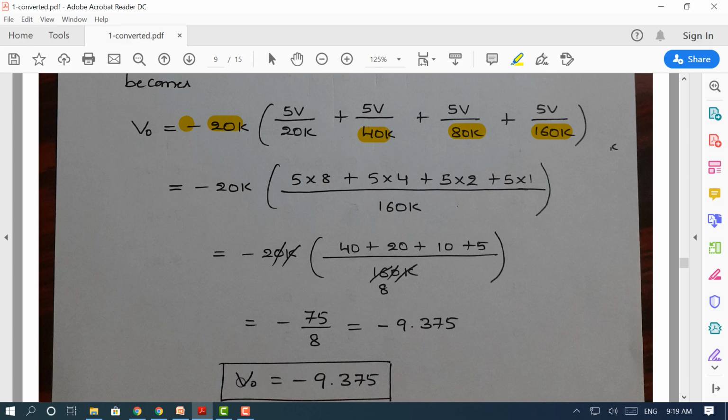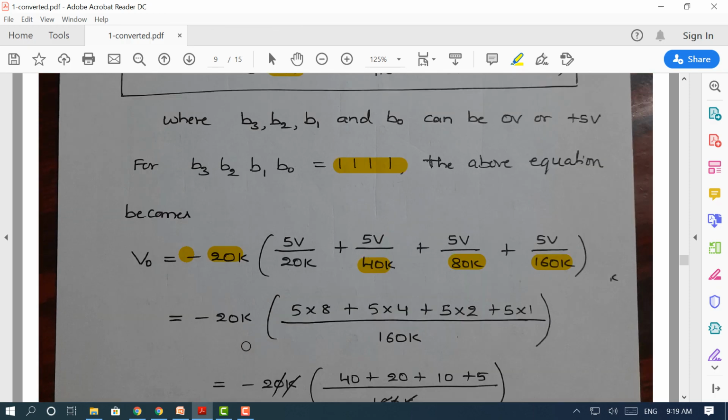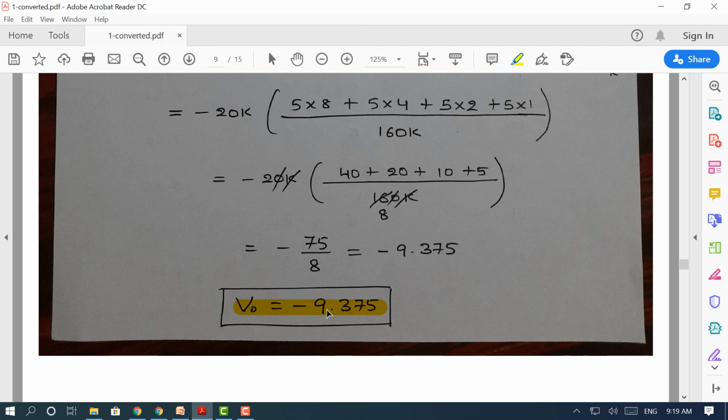So this is called the full scale output or maximum output voltage. When the input combination is 1, 1, 1, 1 or 5 volts, 5 volts, 5 volts, 5 volts, the output voltage is going to be minus 9.375 volts. So this is well within the maximum output voltage, which is plus or minus VSAT. Therefore, this design is going to be accepted.